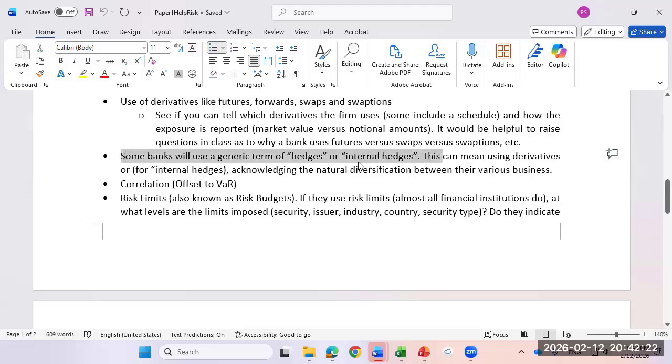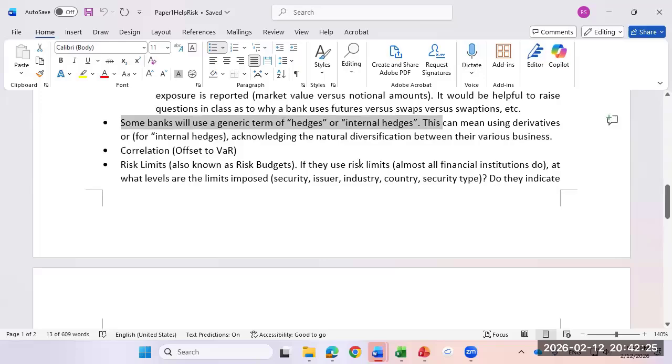Some firms use terms like hedging, natural diversification. You can just read through the text and see what they're saying they're doing to mitigate this, but correlation is a critical one.